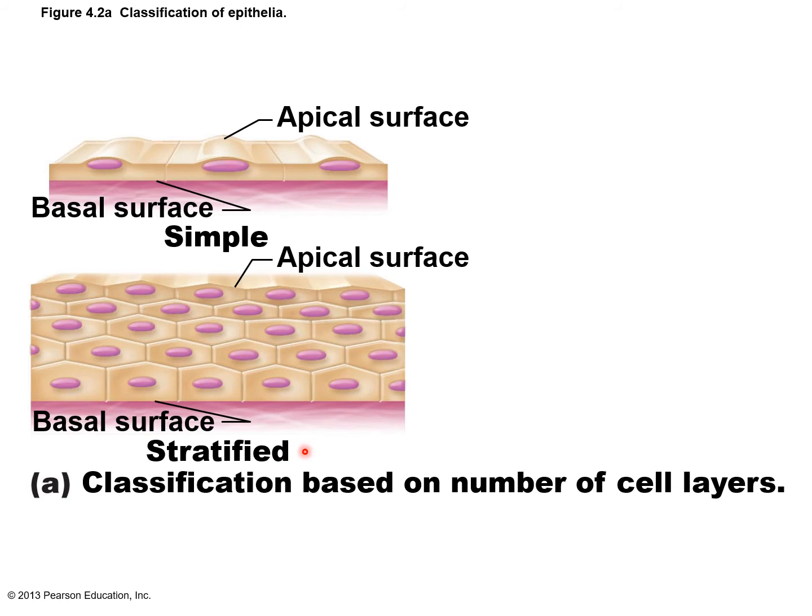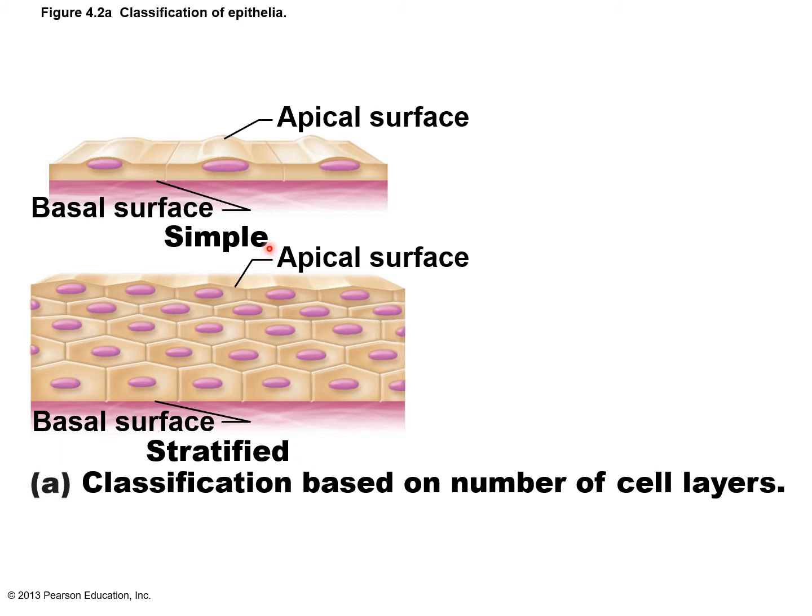So that's usually the first part of the name, either saying that it's made out of one layer or multiple layers, so simple or stratified. There's also pseudostratified, which we are going to discuss shortly. And there's also something known as transitional. I'll also explain it shortly.